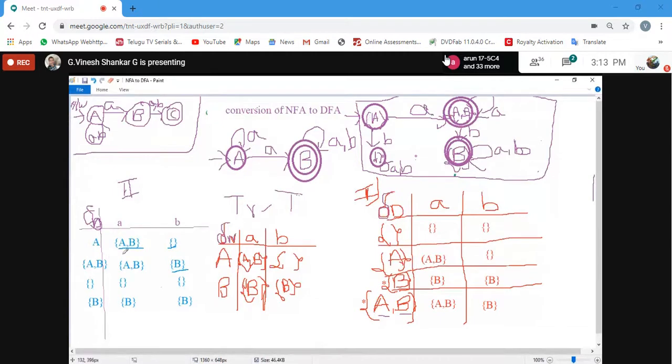A to A is A comma B. Then null also. So we are taking null state also. Then A comma B to A is A comma B. So that's why self loop here. Then A comma B to B is B to B. Null comma A comma B is self loop. B comma B means again B comma A comma B is a B. This is a DFA. This is not a minimized DFA, but this is the DFA. Like this is a method to convert from NFA to DFA.